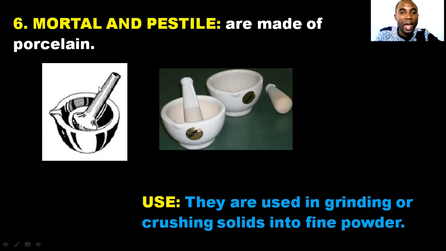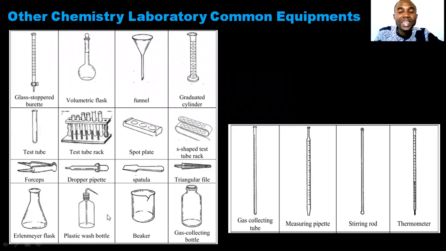Another one is mortar and pestle. This is the pestle, while this one is the mortar. The way we use a mortar at home to pound yam or cassava, we also use this for grinding something or crushing solid into powdered form. It is made of porcelain. When you see this in the lab, know that it's a mortar. We can name all of them and talk about their uses, but these are different apparatus or equipment in the lab.